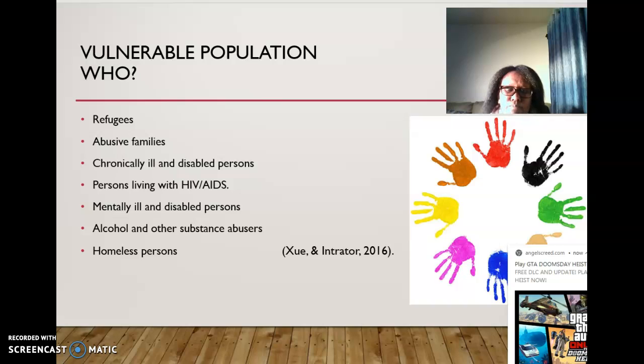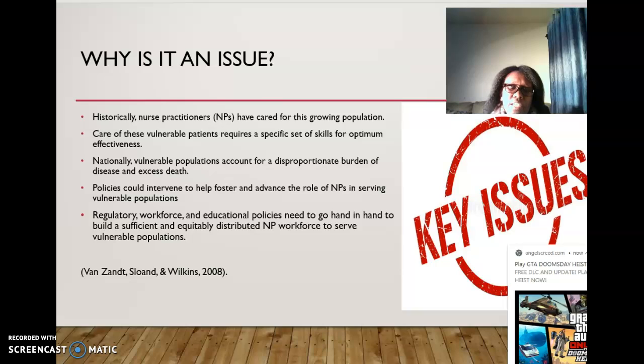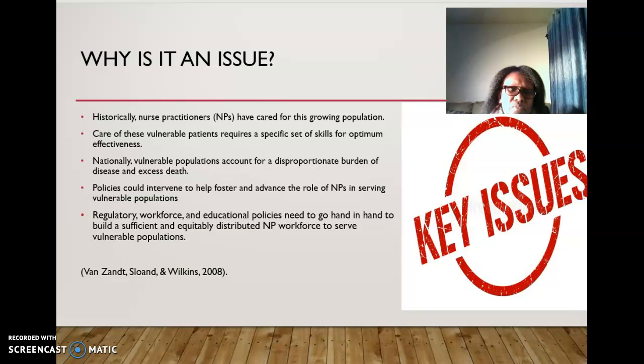We meet homeless people. And I found this is an issue because historically nurse practitioners have cared for this growing population. Caring for this vulnerable population requires specific skills for optimal effectiveness. We have to be prepared to take care of them. Nationally, vulnerable populations account for a disproportionate burden of disease and excess death. We have a lot of death from this population because they don't get health care. They don't get to go to the hospital because they cannot afford it.